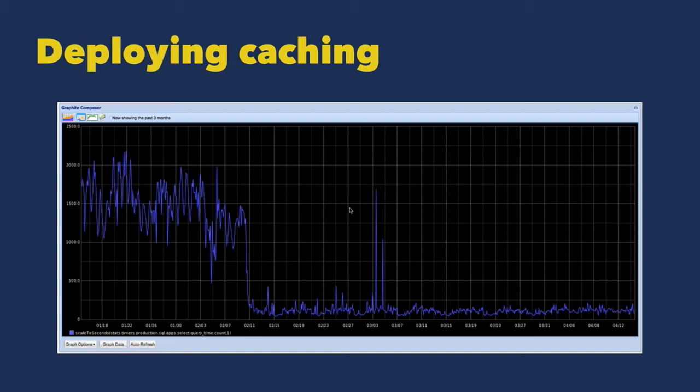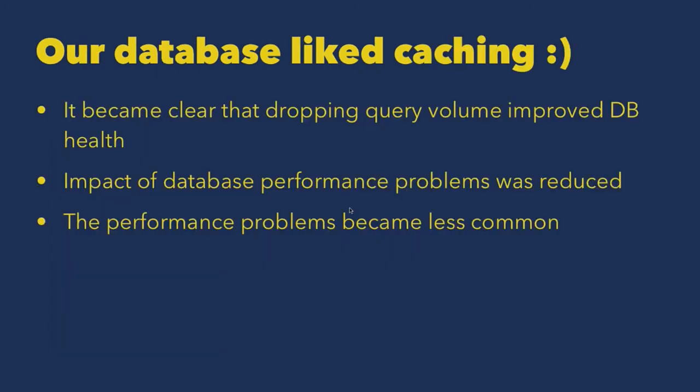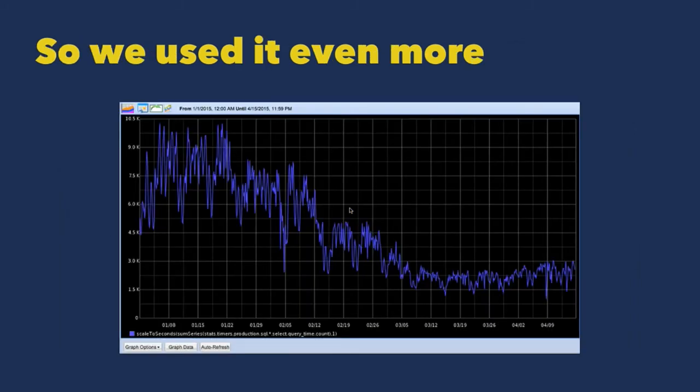In this case, the total number of selects we ran against a particular table dropped from around 2,000 queries per second to 125. It worked out well. It became clear that dropping query volume improved database health. The impact of database performance problems were reduced because the API clusters were just less sensitive to them. And the performance problems themselves became less common. So we kept doing it.